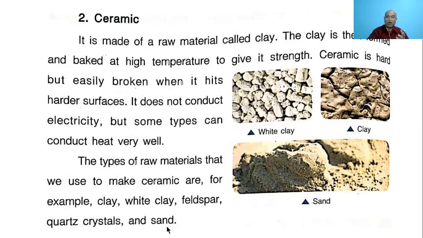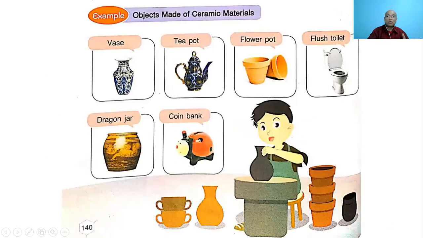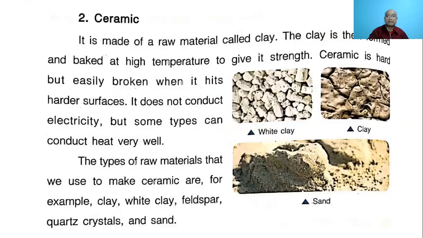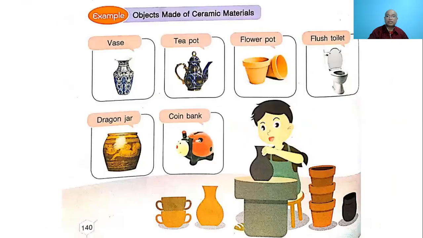Now you see clay, white clay, feldspar, quartz. So what about making it into objects? Here are examples of objects made of ceramic materials. We have the vase, where you put some flowers, but if you accidentally hit it, it will drop and break. Teapot, it's also breakable. Flower pot, also breakable, made of ceramic.